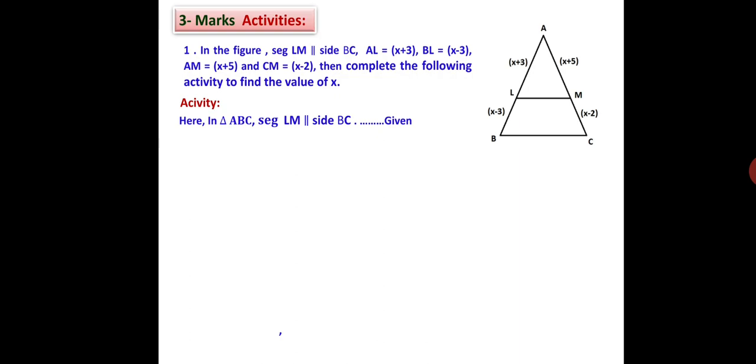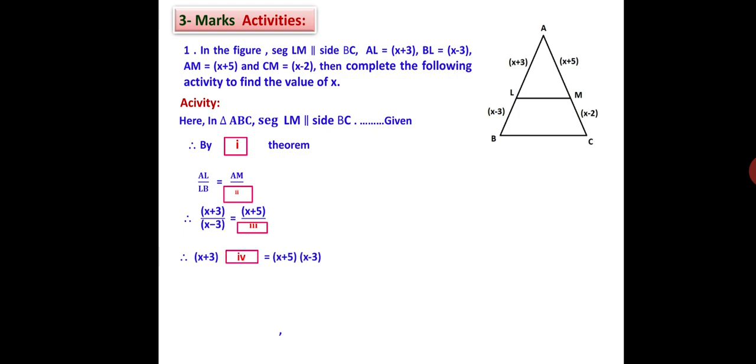Here in triangle ABC, segment LM is parallel to side BC, it is given. So therefore by, you have to write the theorem here. AL upon LB is equal to AM upon box. Again you have to write the values. Substitute the values. x plus 3 divided by x minus 3 is equal to x plus 5 upon box. Here cross multiply, x plus 3 again box is equal to x plus 5 into x minus 3. Cross multiplication is carried over here. These two brackets have been multiplied. x square plus x minus this value is equal to x square plus 2x minus 15. It is to be written.